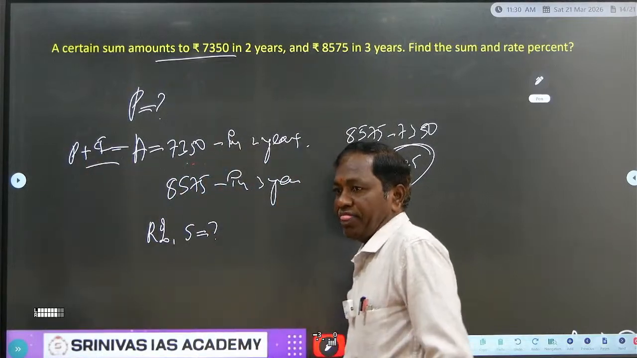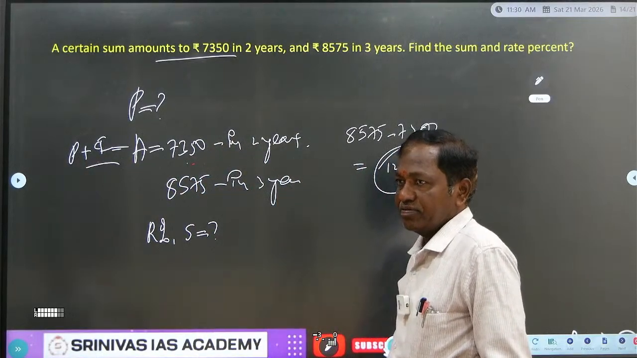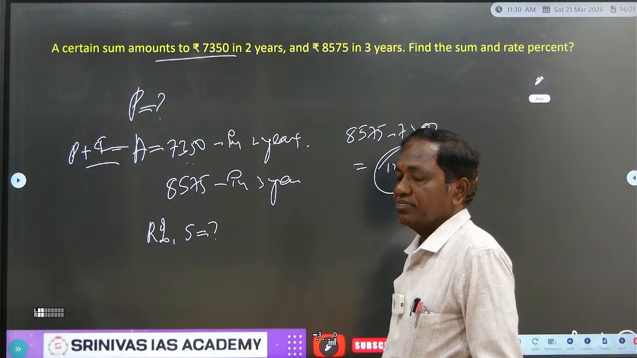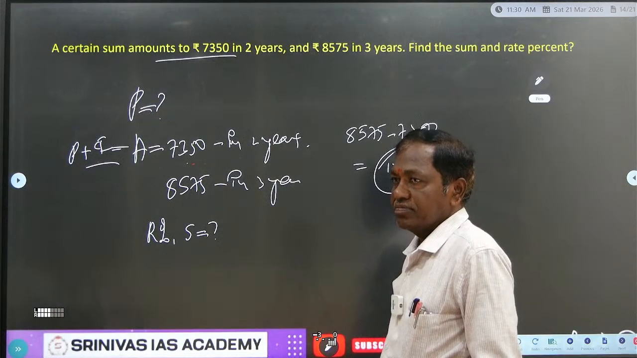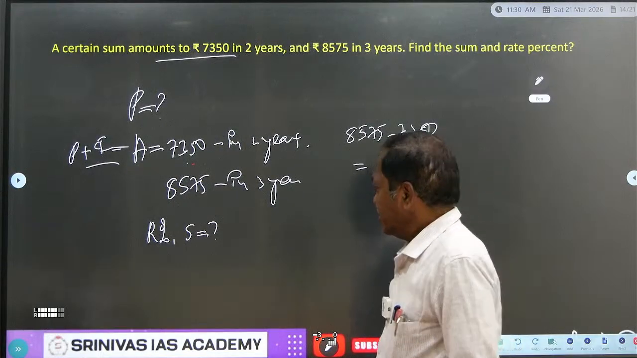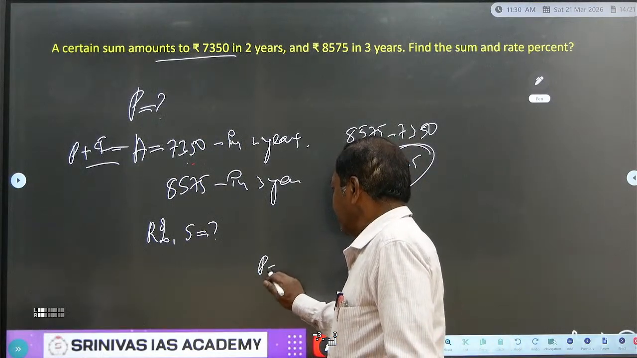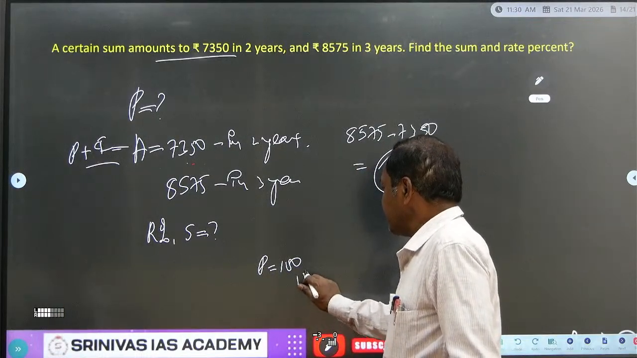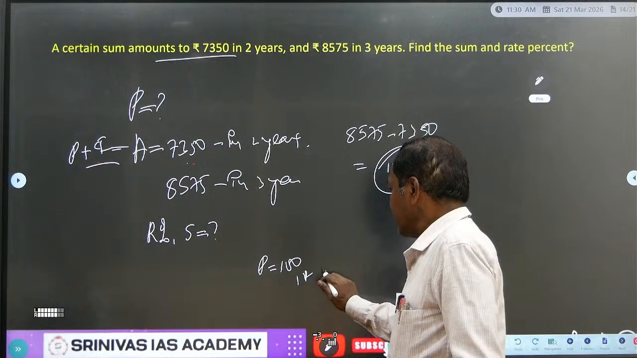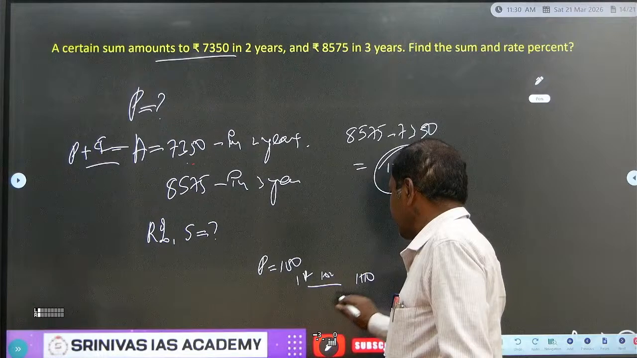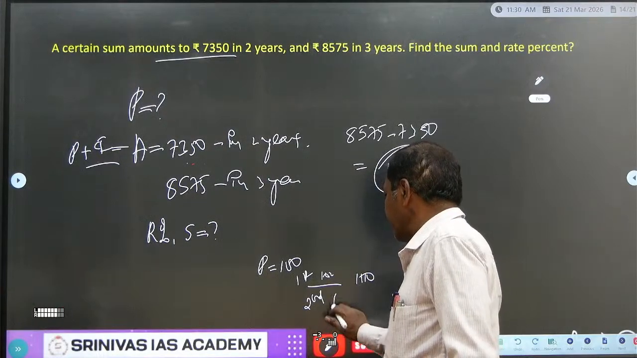Sir, I borrowed 100 rupees. After 1 year, it became 110, assuming a 10% rate of interest. For 3 years, I borrowed 100 rupees. For the 2nd year, will the interest be on 100 or 110? For the 1st year, interest is 10%, and at the end of the 1st year it becomes 110.